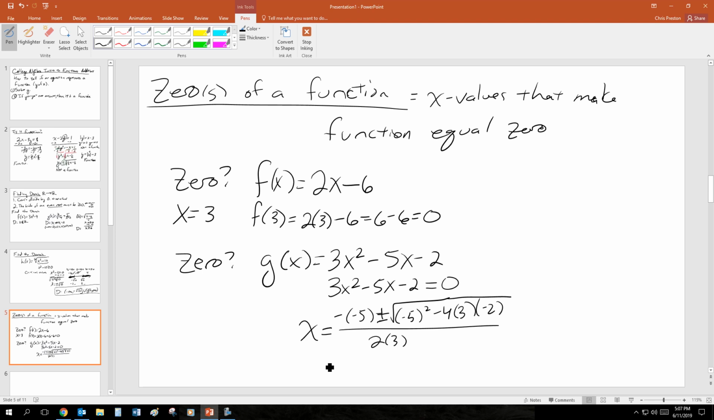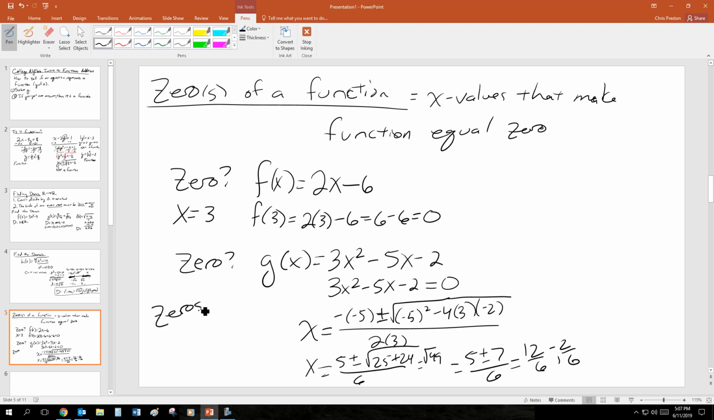Okay, and then let's work that out. 5 plus or minus, got a 6 down here. Inside here we have 25 plus 24, since 4 times 3 times 2 makes 24. So square root of 49. So 5 plus or minus 7 over 6. 12 over 6 or negative 2 over 6. So what are my zeros? Got more than one here. Positive 2 and negative 1/3. Those are my zeros.